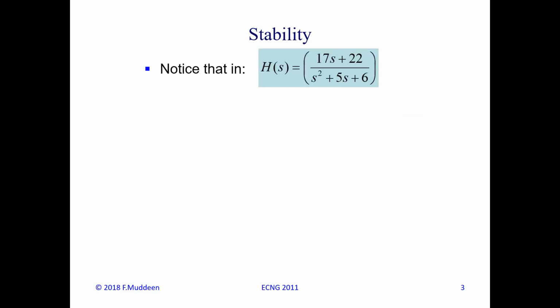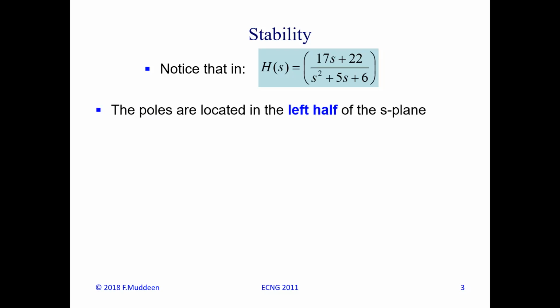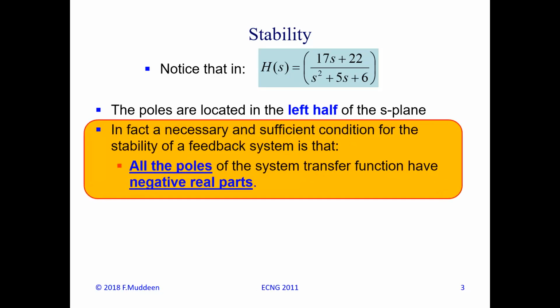Now, if we observe our H of s equation here, and we factorize the denominator and find the poles, we can see that the poles of this equation are located on the left-hand side of the s-plane. For any stable system, all the poles of that system must be on the left-hand side of the s-plane. If one pole is on the right-hand side of the s-plane, it means that the entire system is unstable.